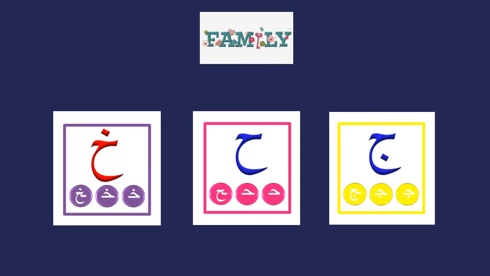After the Ba family, Jim family comes. The letters in the Jim family are Jim, Ha, Kha. And as you can see, as they are families, so their full shapes as well as their half shapes are same except the presence of dots. There is a dot in the Jim, there is no dot in Ha, and there is a dot on Kha. This is the Jim family.